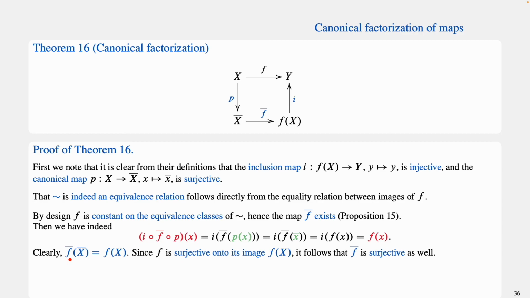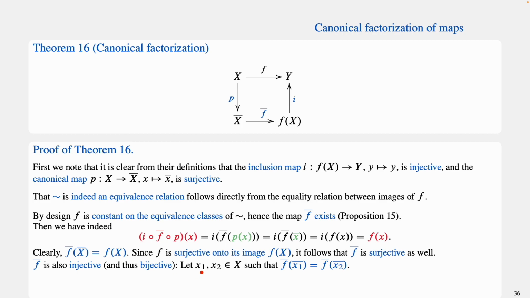Now, the image of f bar applied to the quotient set is the image of f applied to X, and f is surjective onto its image, f of X. That's just by the definition of what the image is, and so it follows that f bar is surjective as well. Now what we want to have is that f bar is bijective. So we've seen that it is surjective because f is surjective onto its image. And we need to see that f bar is also injective, so we can conclude that it's bijective, and that would conclude the proof of the theorem.